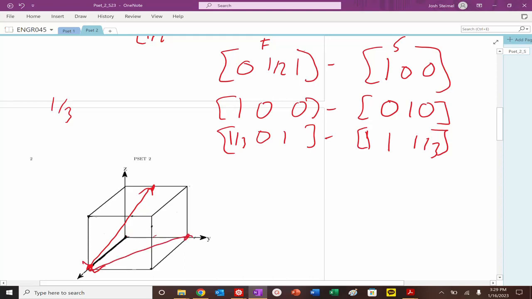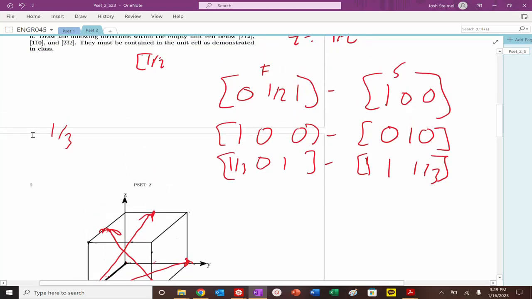So I could do finish there, start here, and then I could do my other start, which is 1, 1, 1/3, and then I could do my finish, which is 1/3, 0, 1, like this. Voila! I think we've got that.